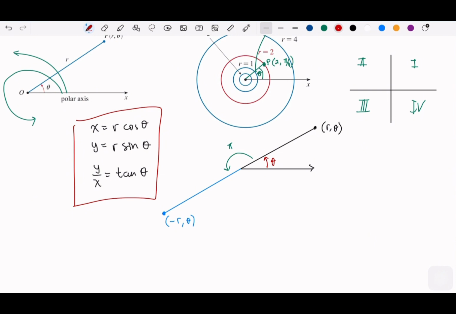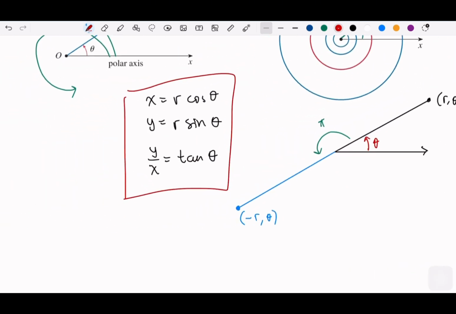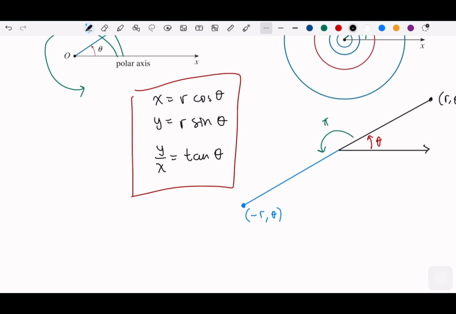And one more equation that is important is for the circle, which is x squared plus y squared equals r squared. All these equations are for the purpose of converting Cartesian to polar, or polar to Cartesian.